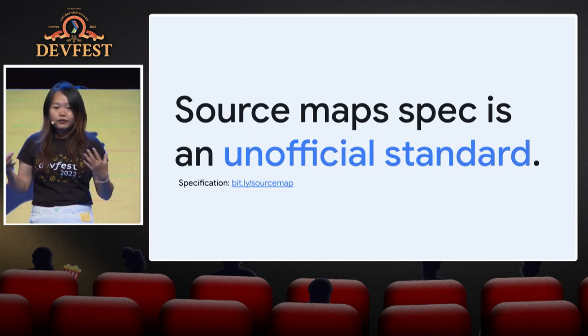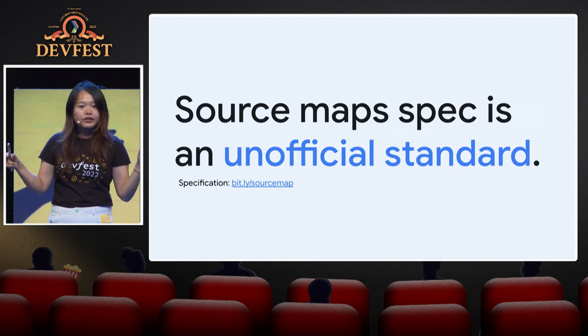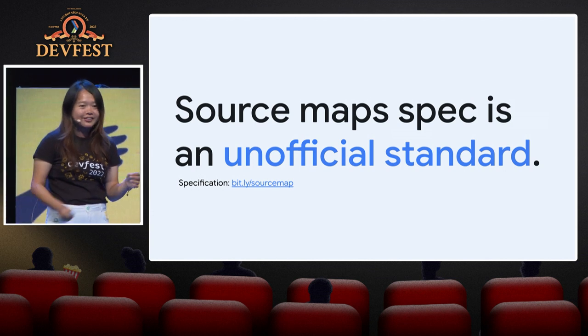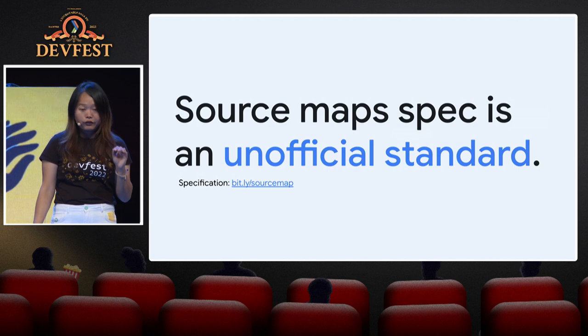So if you do not know, source map, although it has been around for so many years, is an unofficial standard that everyone uses. It's like a standard, but it's not official. It's not like HTML, where there's a spec, a standard that everyone has to follow.